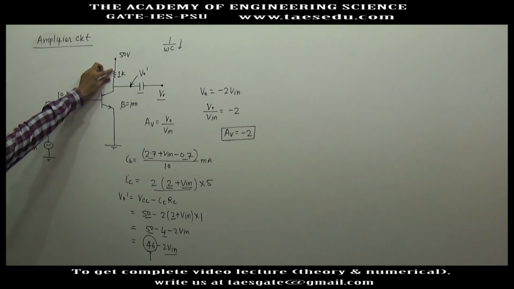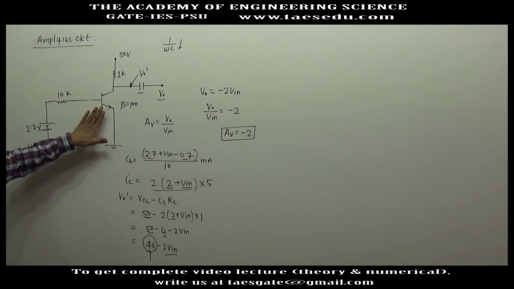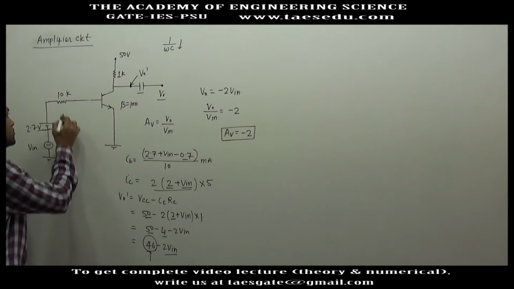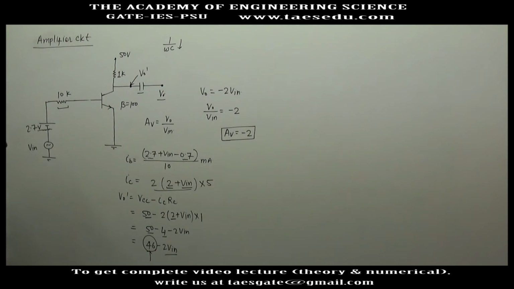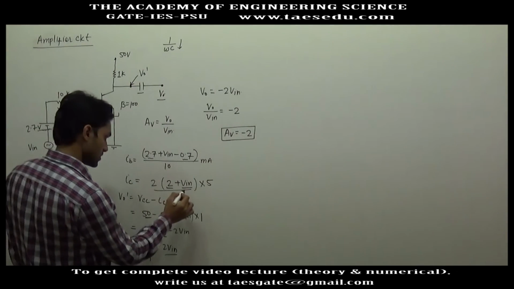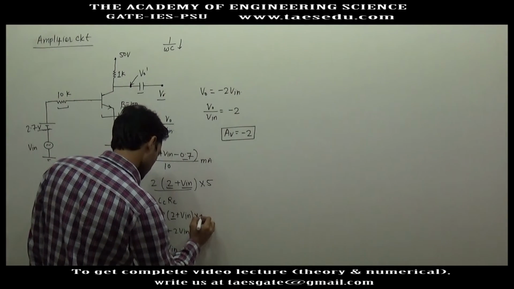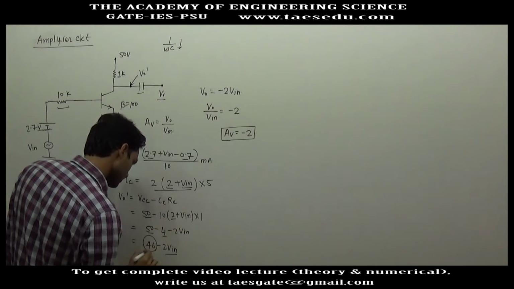If this drop increases beyond 50, you will get VCE negative, and in that situation the transistor will go into saturation. So I'm assuming that you have not decreased this value to a point where the transistor goes into saturation. The transistor is still in the active region. So this has increased 5 times, and here also we will increase it. This will be 10.